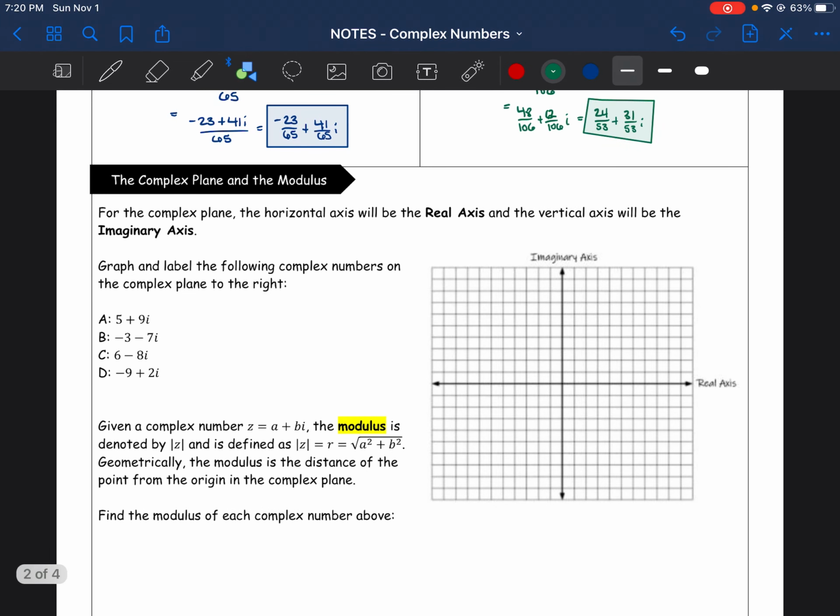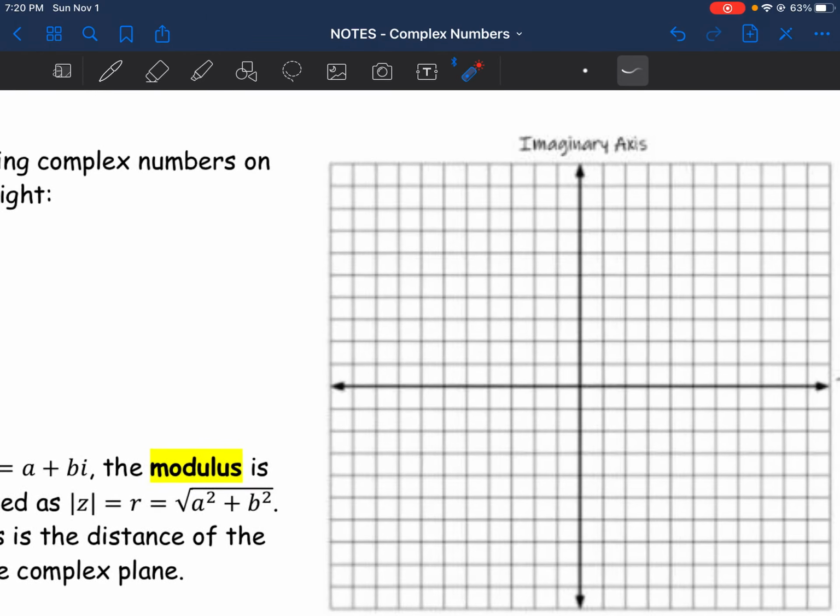Now let's talk about the complex plane and the modulus. So for the complex plane, the horizontal axis will be the real axis, so the axis of real numbers, and the vertical axis will be the imaginary axis. So on the imaginary axis, imagine this was going 1i, 2i, 3i, 4i, and so on and so forth. Okay, same thing in the negative direction, negative 1i, negative 2i, and so on.